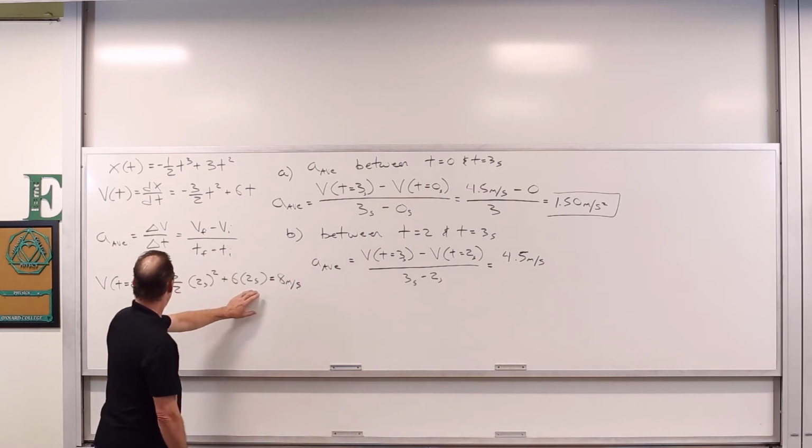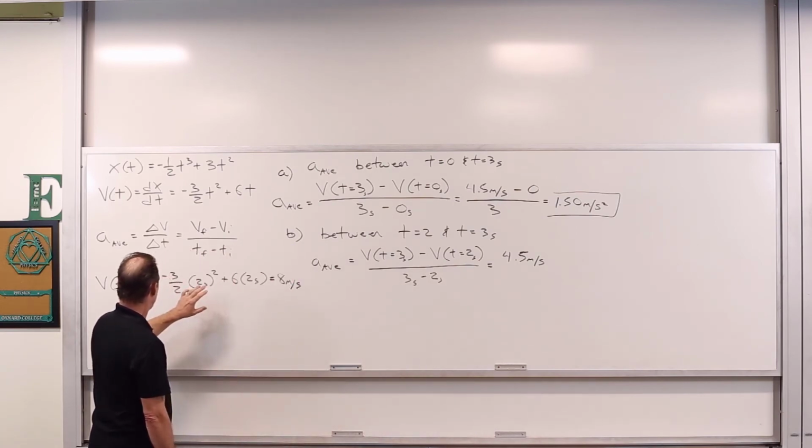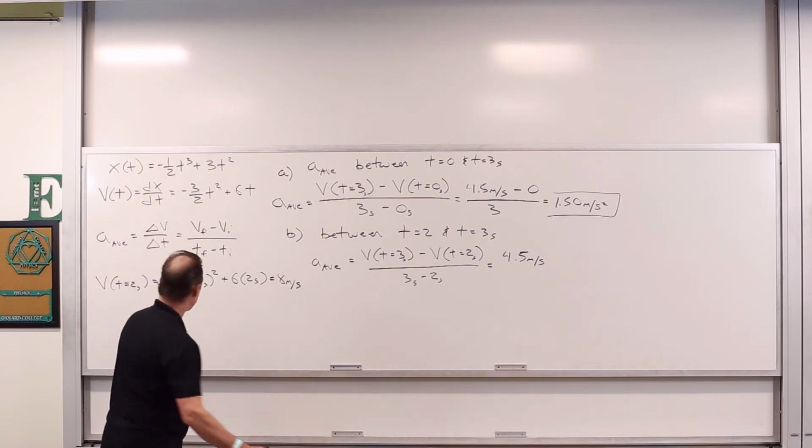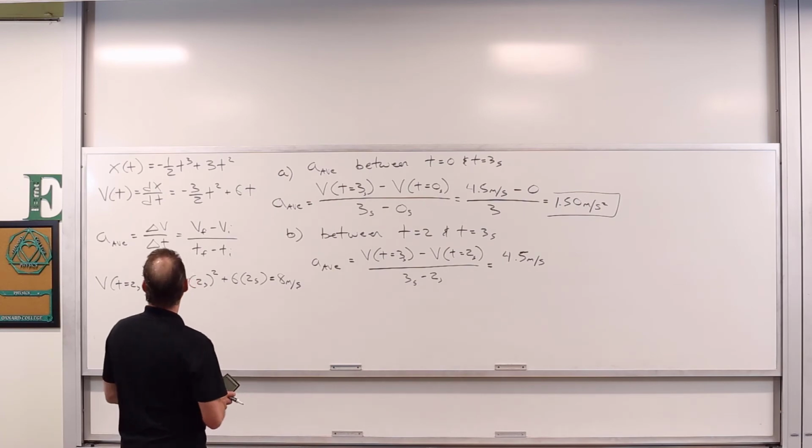All right, 12. This is 4 times 3, which is 12, minus 6. 6 meters per second. And that's something up here. Not going that fast then. Yeah, I've got something messed up here.